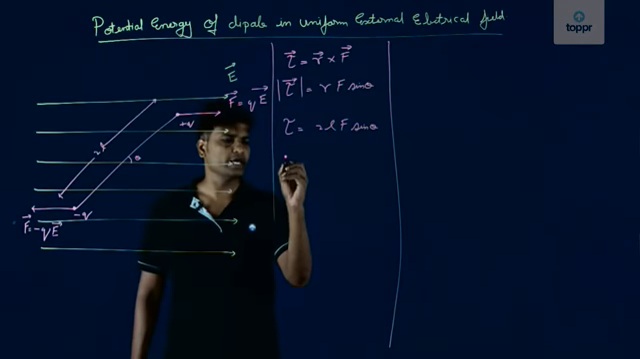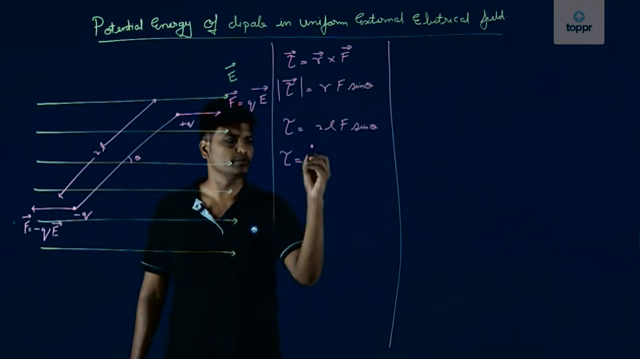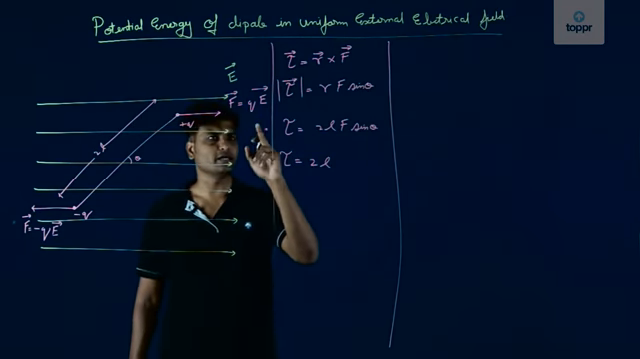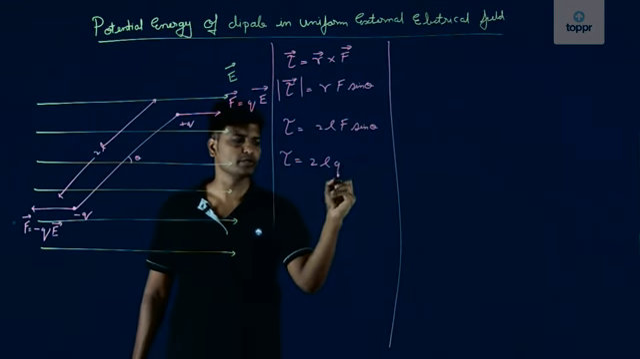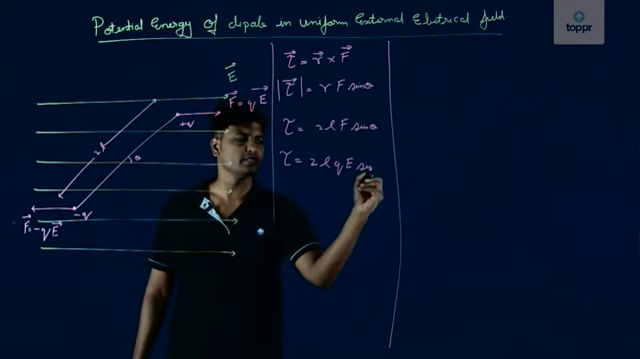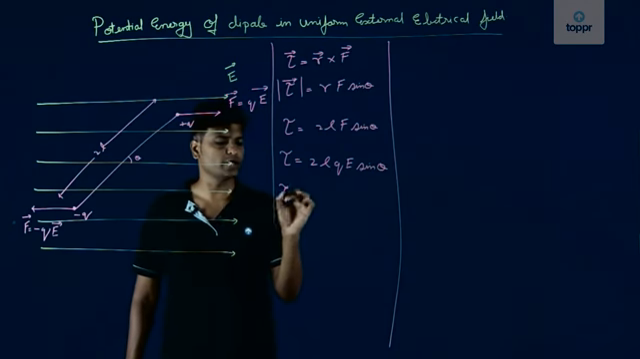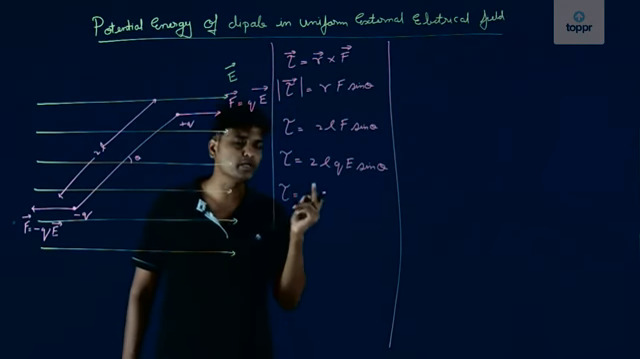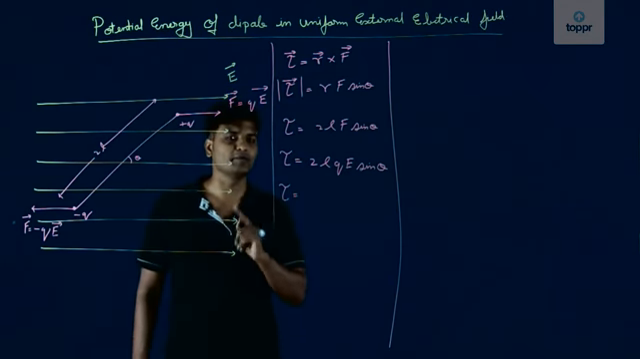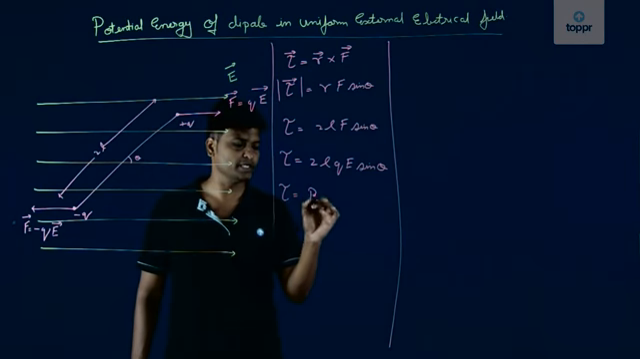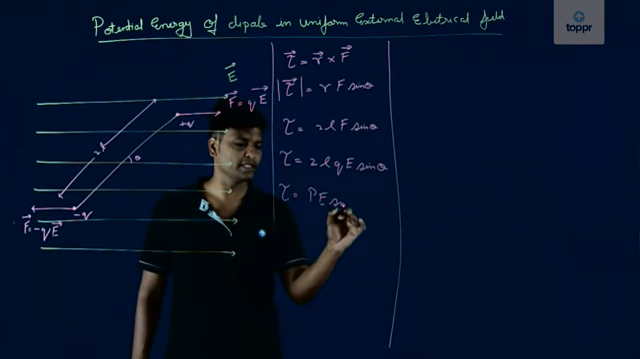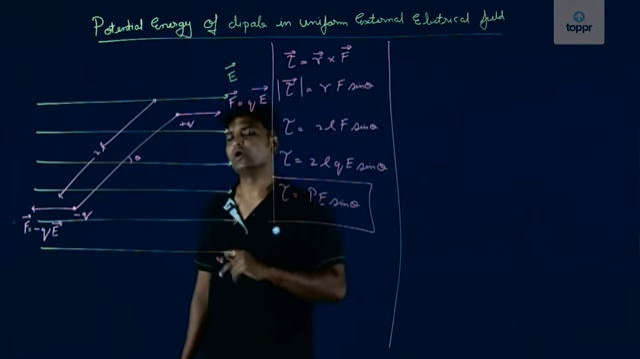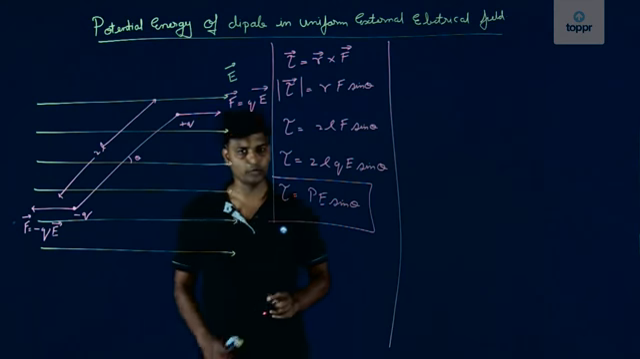So we have tau is equal to 2L. What is the magnitude of F? Q into E. So tau is equal to, what is 2L into Q or 2Q into L? It is nothing but what? Electric dipole moment. So P E sine theta. So this is nothing but what? The torque which is acting on this electric dipole moment.